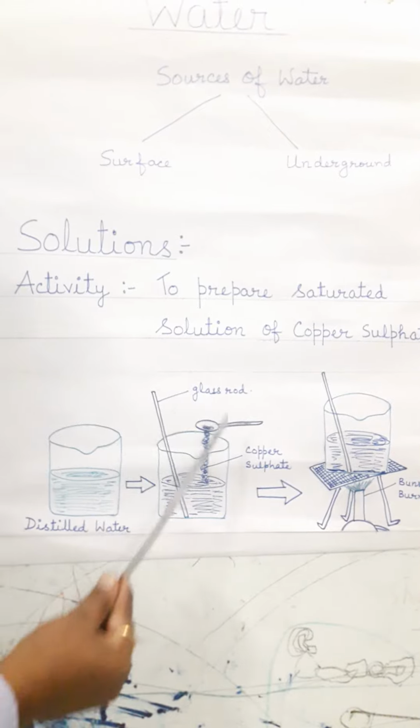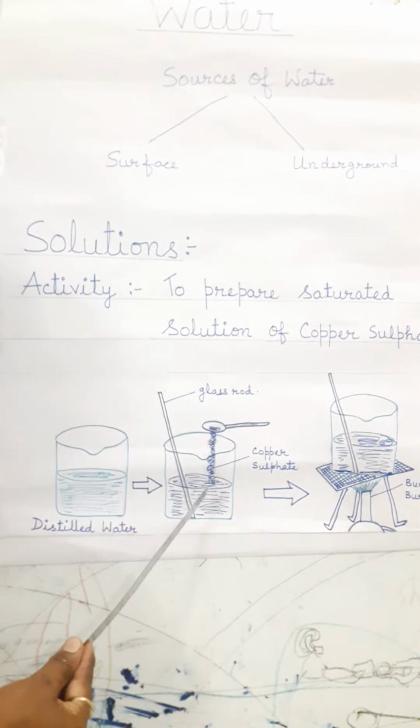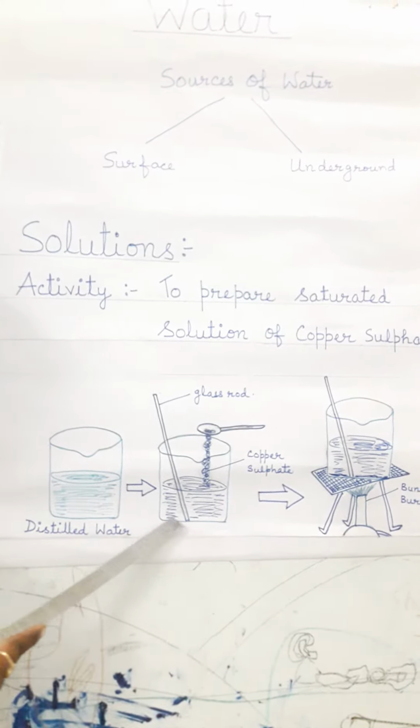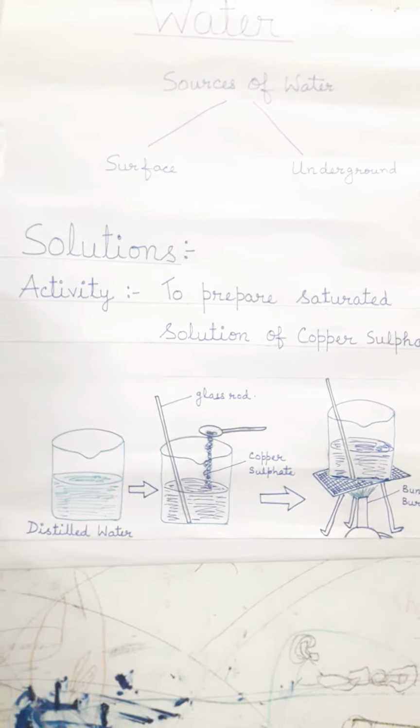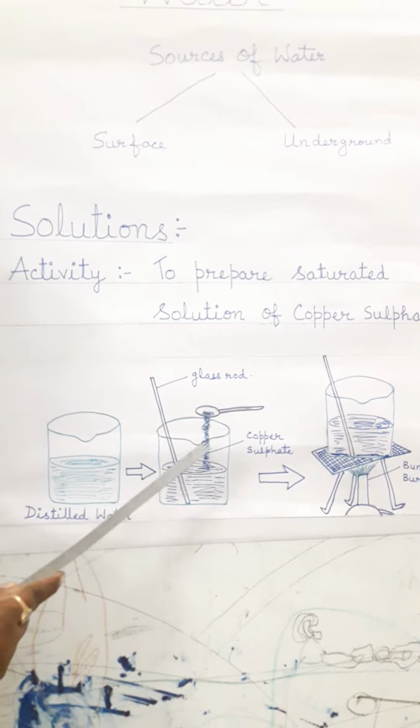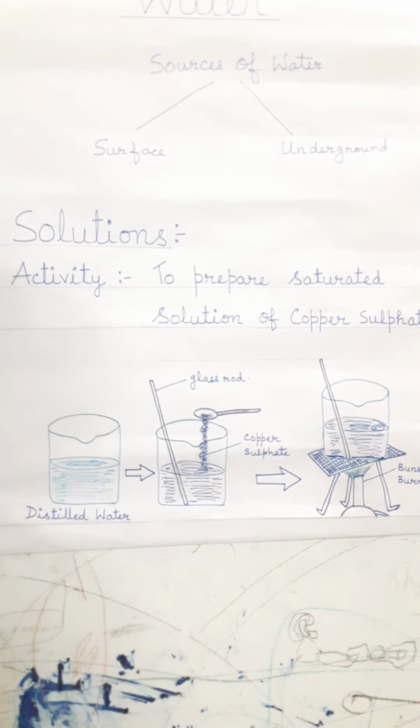Any extra amount of copper sulphate which is added to the solution will settle down at the bottom of the beaker, but it will not dissolve in water. The solution is then said to be saturated at that temperature.